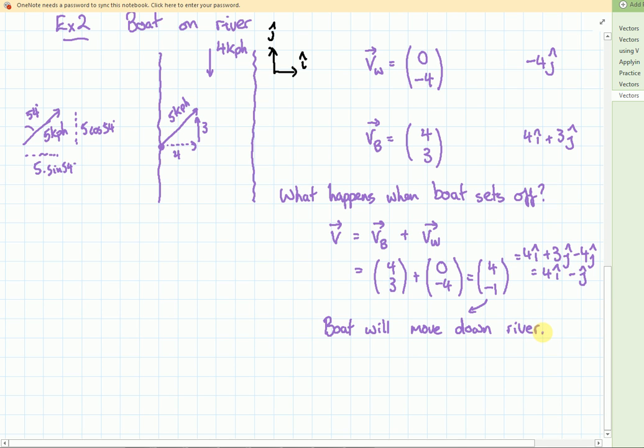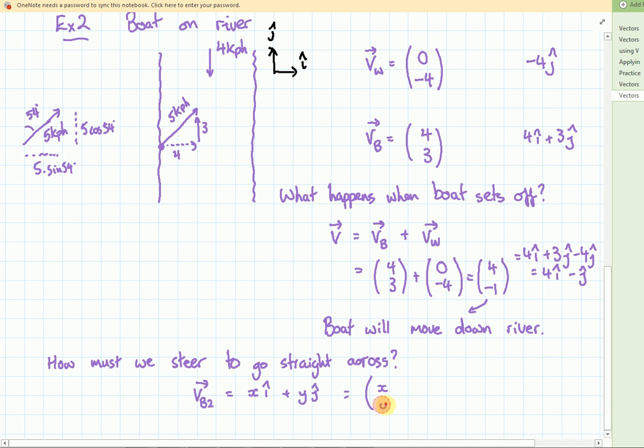So a logical follow-up to this would be, okay, how must the boat steer to go straight across? So we need to think about our boat. This is another boat, in case 2. We don't know what the x and y components are now, so it's xi plus yj, or x, y in a vector bracket. The river is still the same, so it's equal to minus 4j, or 0, minus 4.